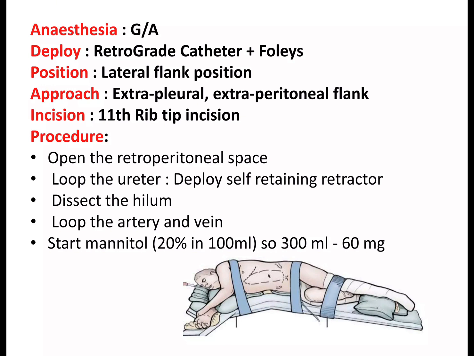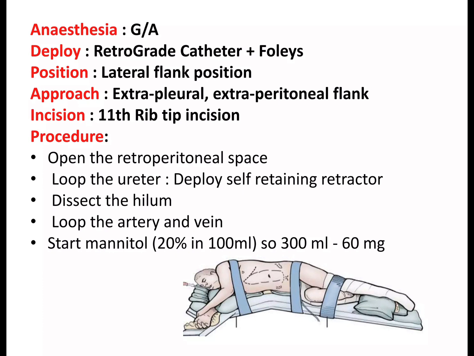And now coming to the procedure, we are entering into the retroperitoneal space. Then we are looping the ureter and applying the self-retaining retractor. Then we go toward the hilum and dissect the hilum. Then we loop the artery and vein, and try as much as possible not to manipulate the artery and vein a lot.